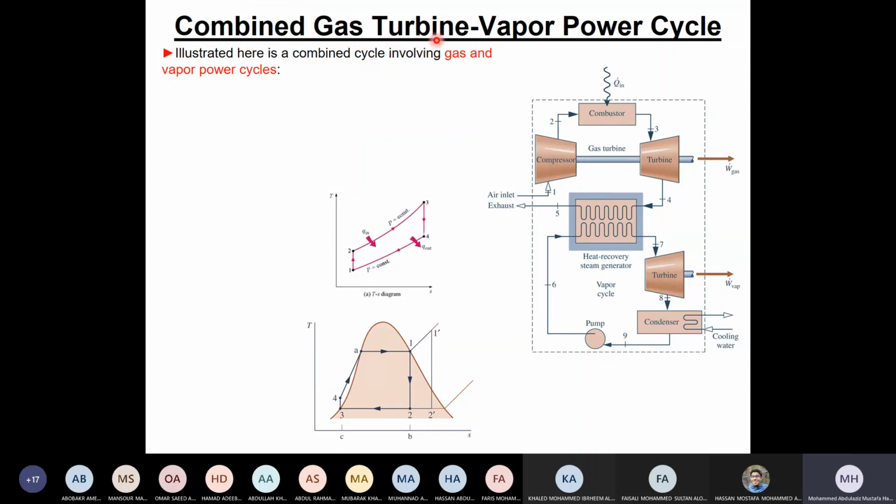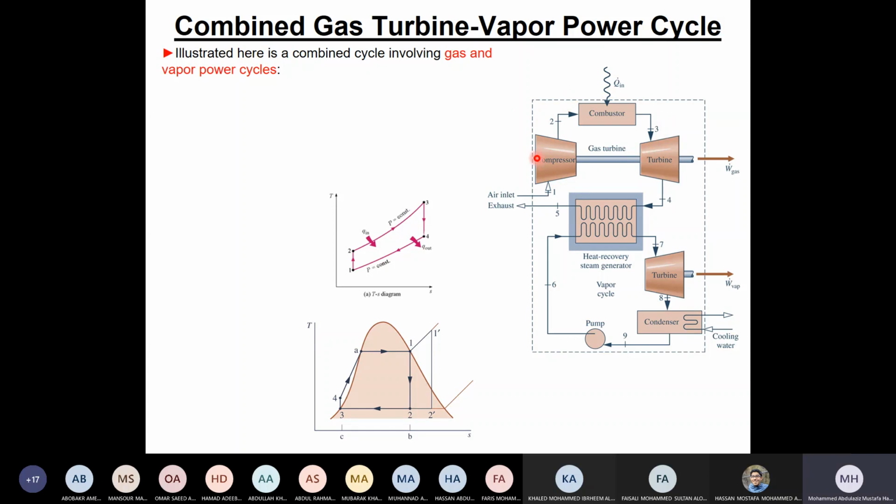So I have a gas turbine and vapor power cycle. What is this here? This is a gas turbine. So it's compressor, combustor, and turbine. If you look at this here, this is a pump, boiler, turbine, and condenser. So this is chapter 8, Rankine cycle, and chapter 9 is gas turbine cycle.